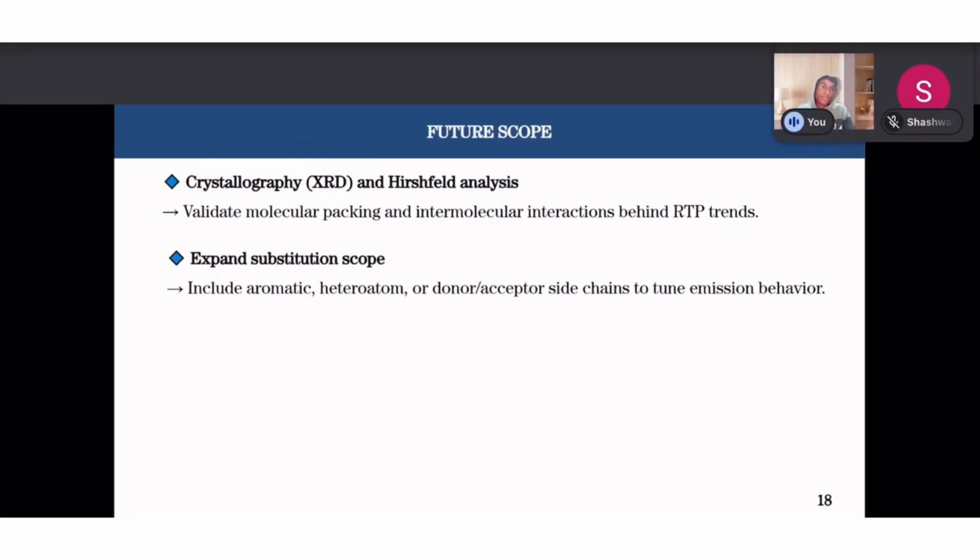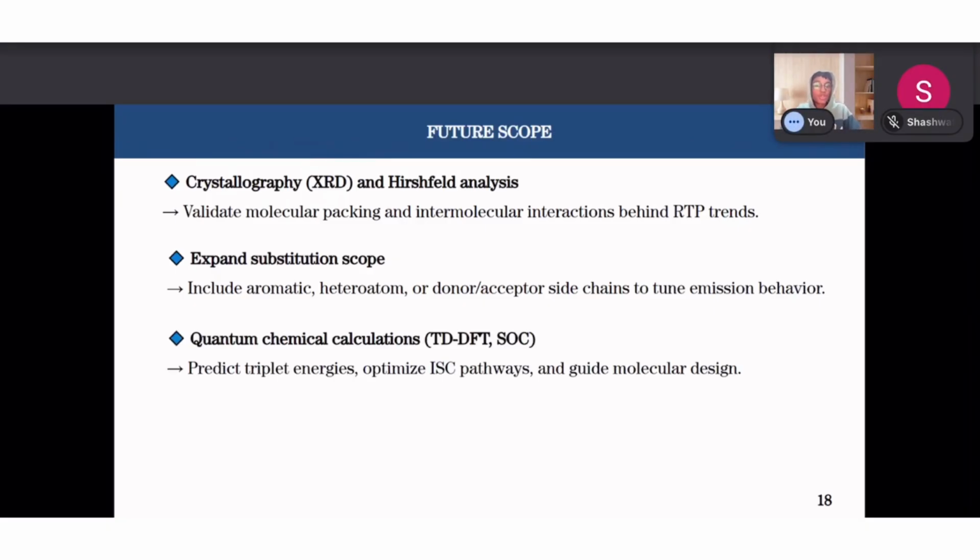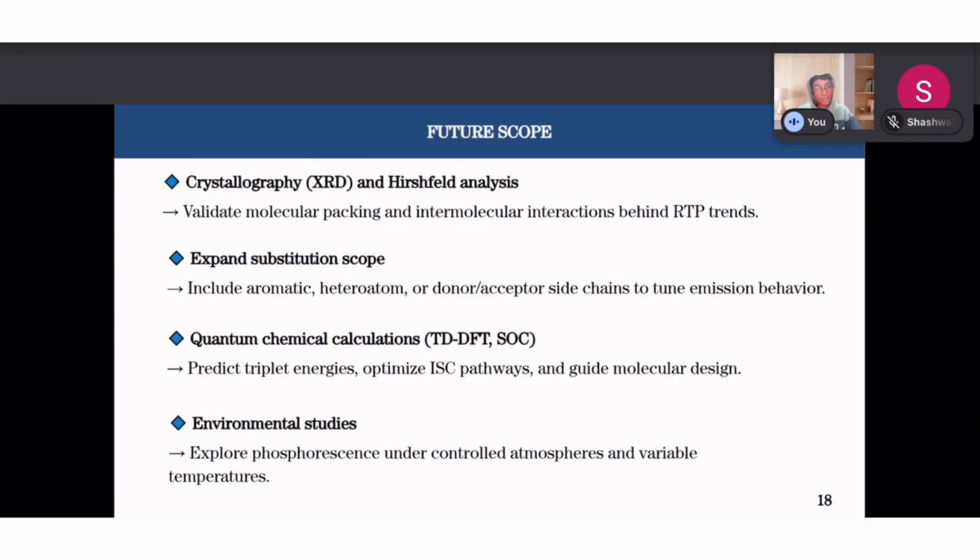and better cater to the scientific community and the widespread use of phosphorescent materials. We should also involve some quantum chemical calculations, like TD-DFT analysis, and also environmental studies should be employed so that we could study under what controlled environments and variable temperatures our phosphorescence occurs.